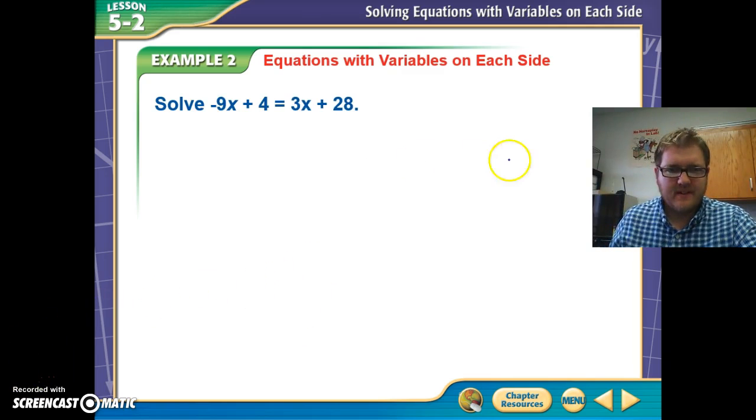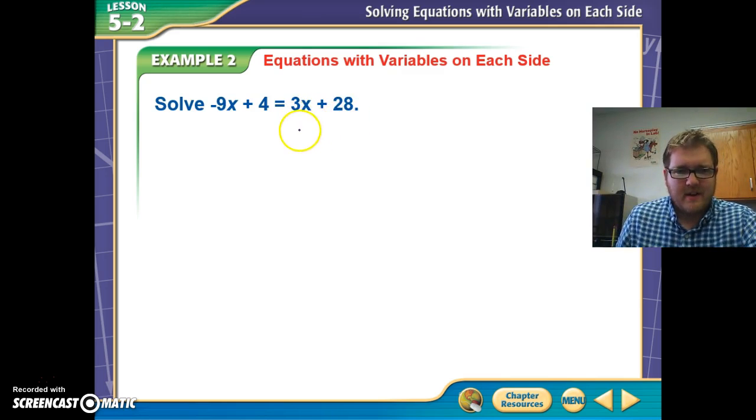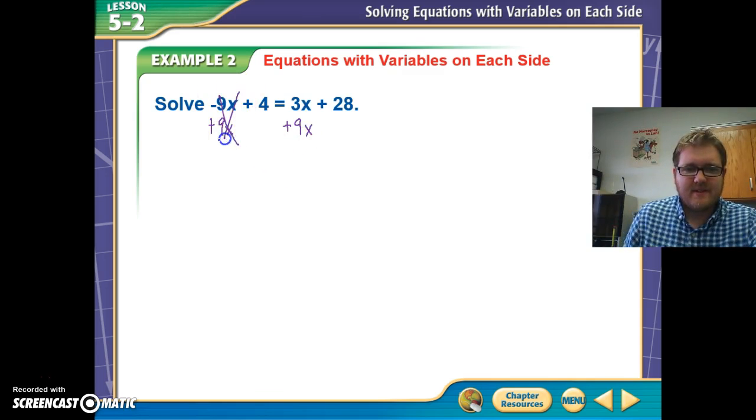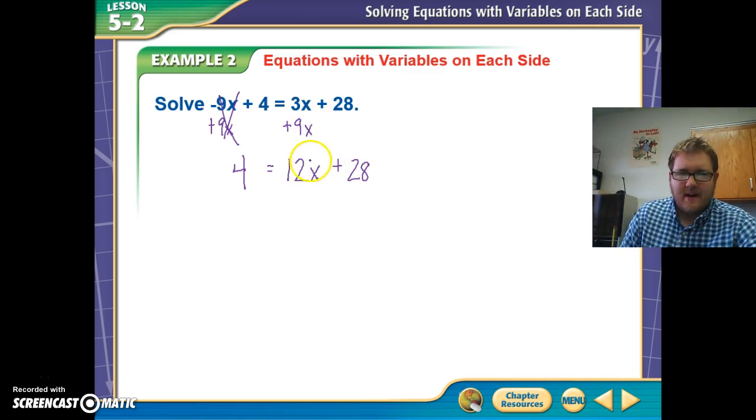Another example for us here. We have negative 9x plus 4 equals 3x plus 28. Again, keeping it positive, in this case I could subtract the 3x, but I'll go ahead and deal with the smaller value here, the negative 9x, because if I add 9x to both sides, I'm going to have a positive number to deal with. So we're left with 4 on the left, and on the right we have 3x plus 9x, which is 12x, plus 28. Again, you could have subtracted 3x from either side. It would have come out the same.